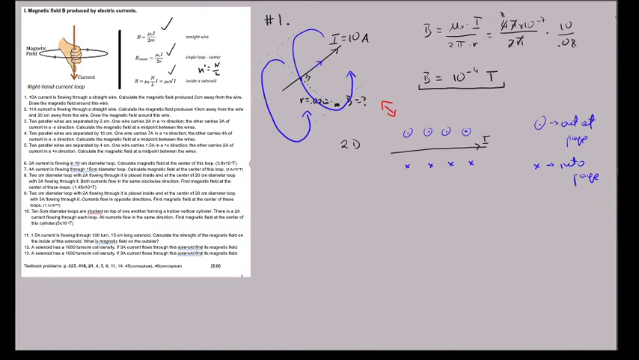So the second problem is what you should do. You should pause the video now and do the second one. And I'm going to do number 3. So here's the third problem. 2 parallel wires are separated by 2 centimeters. Let's draw a picture here. Here's one wire. Here's another wire.